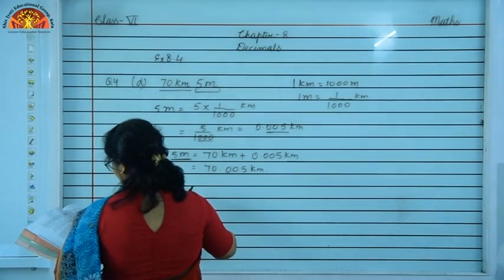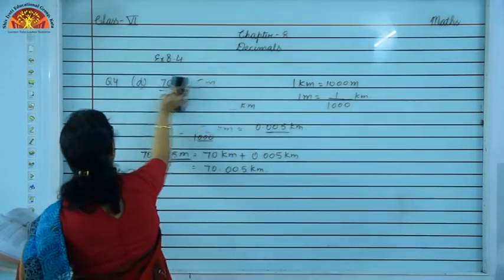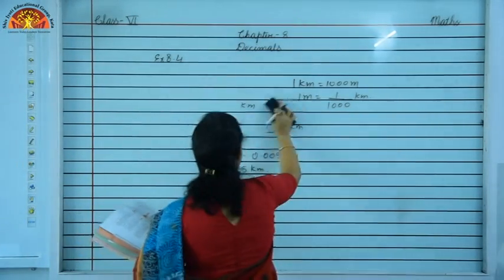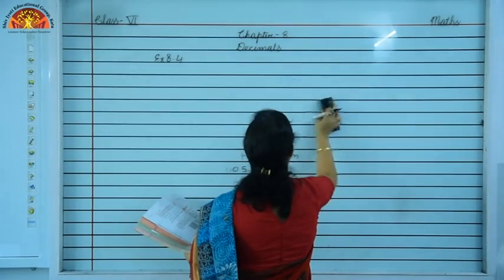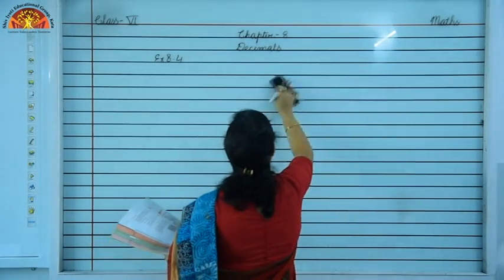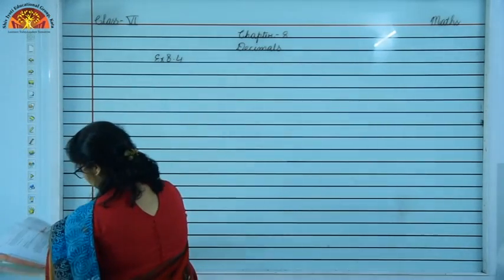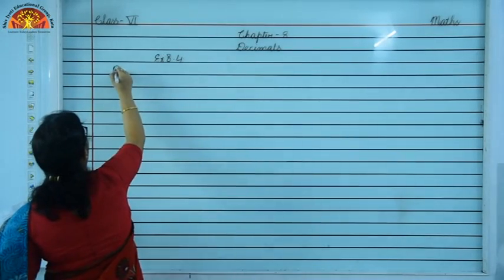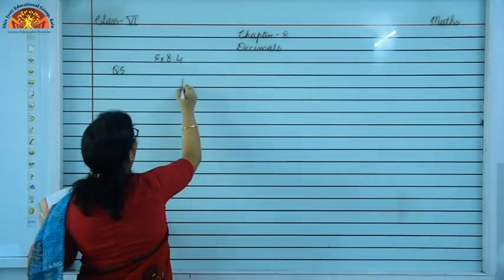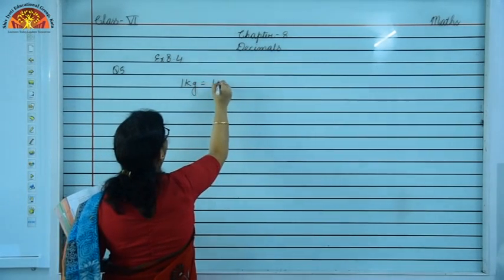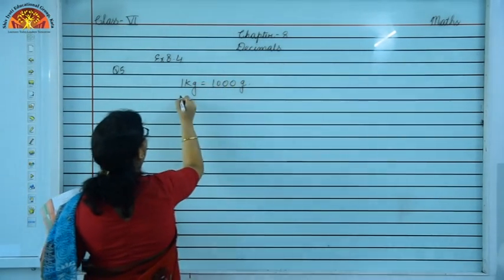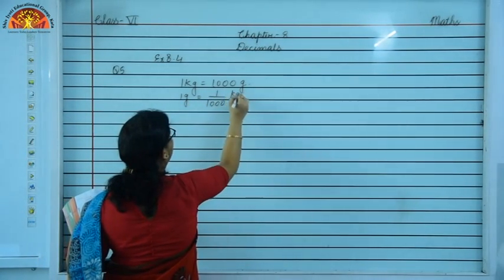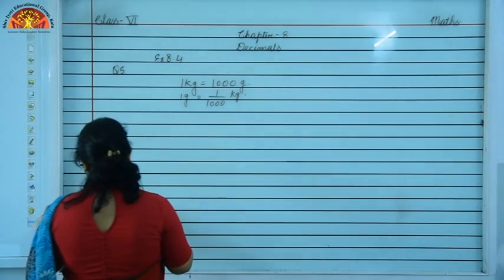Express as kilogram using decimal. Now in this question we have numbers in grams and we want to convert into kilograms. So we need to know what is the relation between kilograms and grams. Question number 5. Now in this, 1 kilogram is equals to 1000 gram. So 1 gram is equals to 1 upon 1000 kilogram.